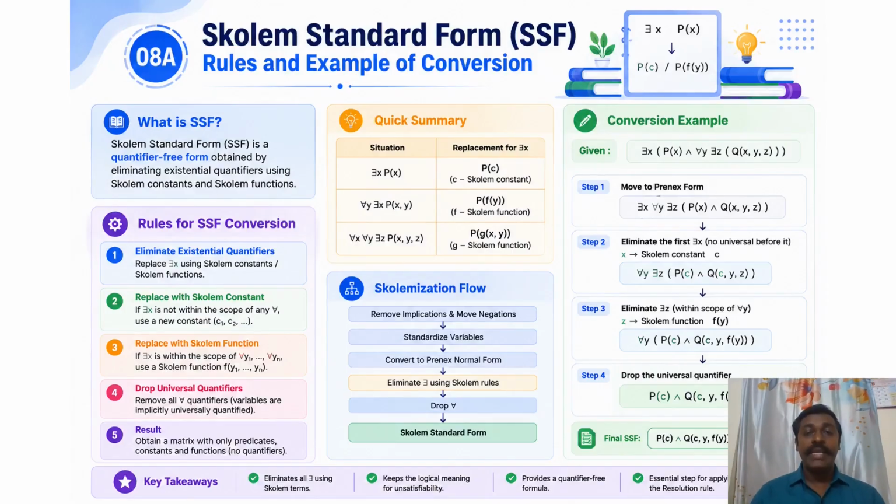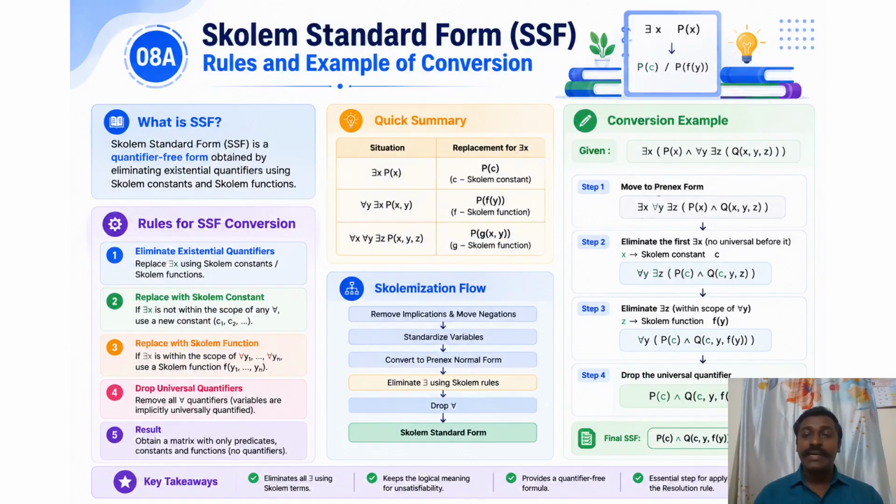p of f of y. Suppose we have 3 quantifiers, 2 universal and only 1 existential z. Then how to change that one? Already we have x and y as universal, so this z can be replaced with a Skolem function in terms of x and y. So here we have p of g of x comma y, a Skolem function. So the Skolemization flow will be removing implications, standardizing variables, converting to Prenex normal form and eliminating the existential quantifiers. Then after that, dropping the universal quantifiers also.